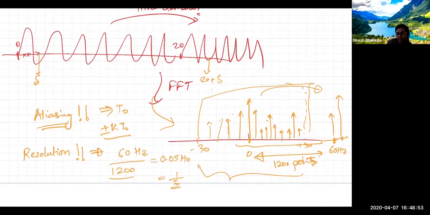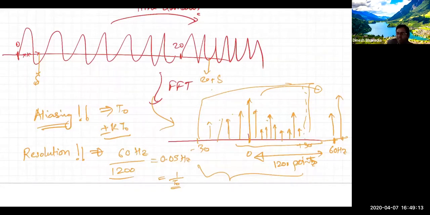And hopefully now the Nyquist concepts and everything else makes very clear sense for everyone. Questions?